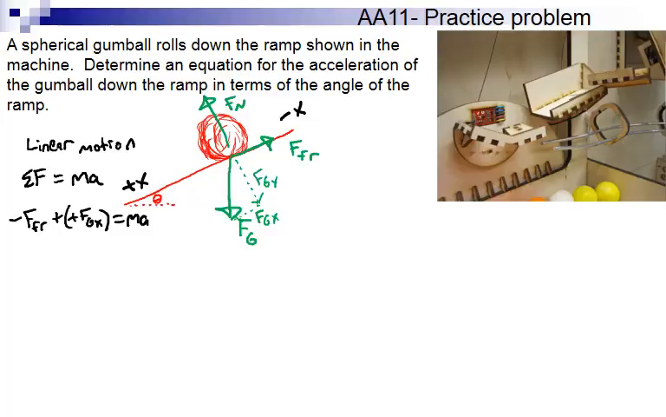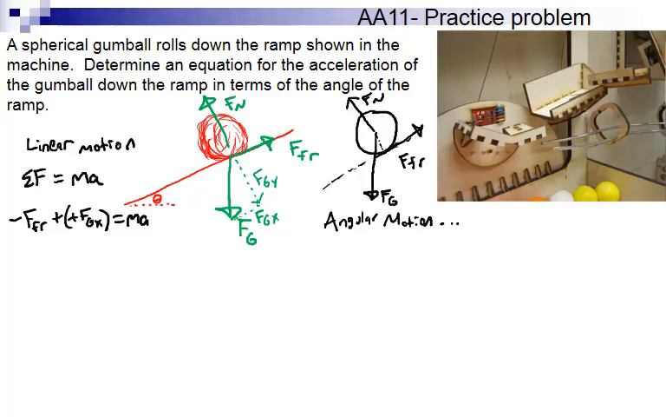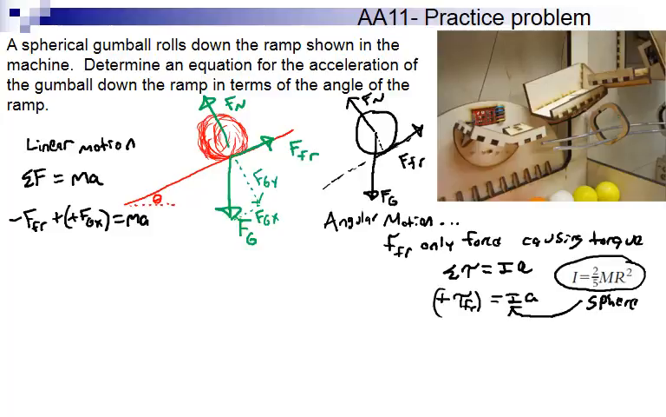And we can look at it in terms of angular as well. So we know that what's causing it to actually rotate is that force of friction over a radius. So here's the radius here. The force of friction is acting, causing it to rotate. And the force of friction is the only force causing torque as it rotates around. So the sum of the torque equals I alpha. And we have the force of friction causing that torque. We have the moment of inertia, which is the sphere. And our end goal is to get the equation for the acceleration down the ramp.